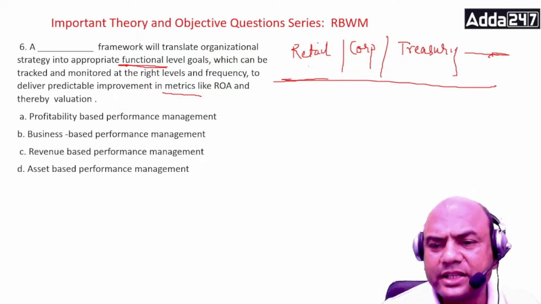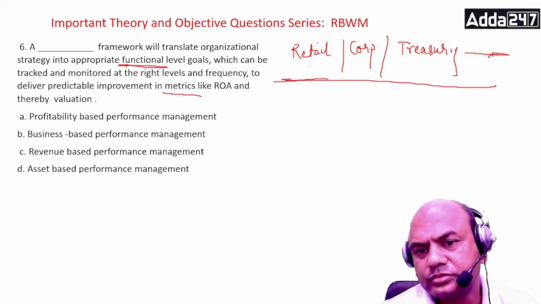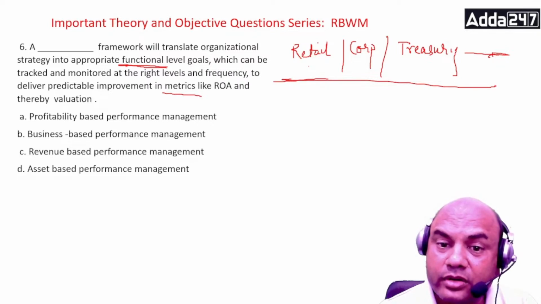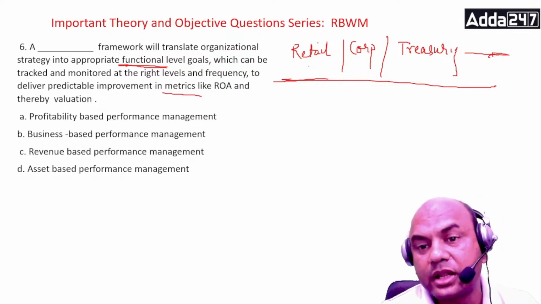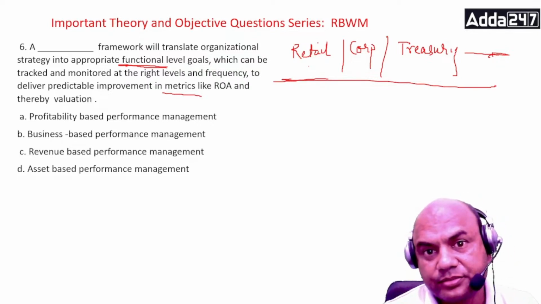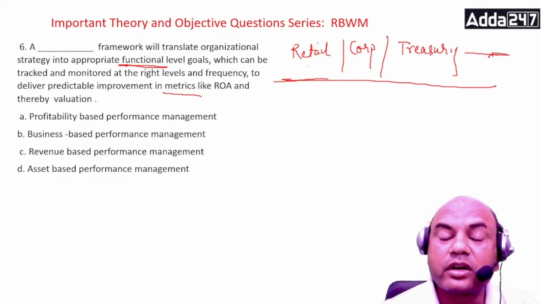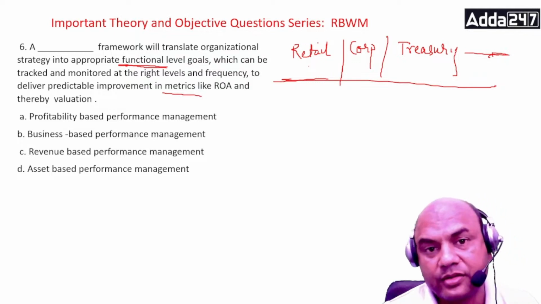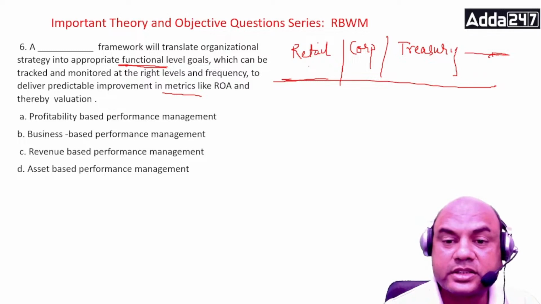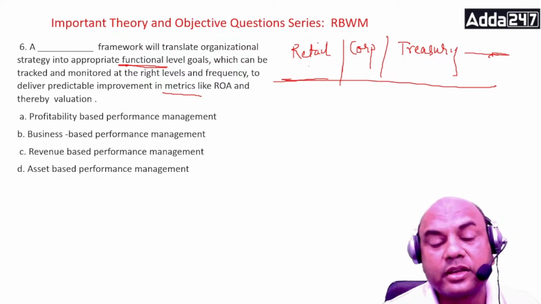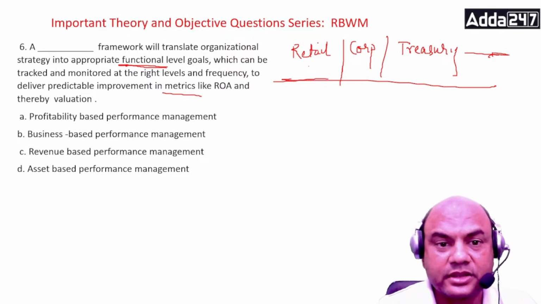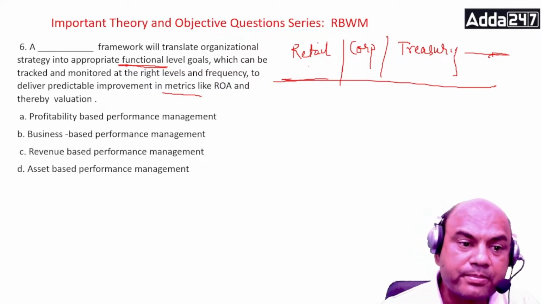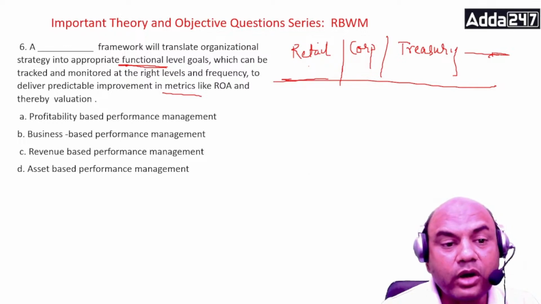Let's say XYZ amount. It can be different for retail, it can be different for corporate, it can be different for treasury. It depends on your earlier history. So if my retail banking is earning huge profits, the benchmark for retail will be higher. Similarly, vice versa for treasury, it can be lower, depending on my historical profit, right? So thereby the valuation.